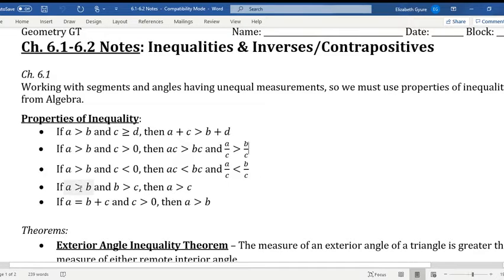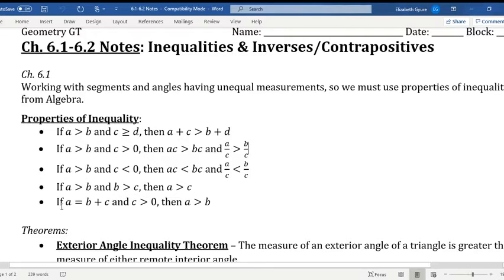If A is greater than B and B is greater than C, then A has to be greater than C. That's almost like the transitive property, if you think about it. That's like the transitive property, but with inequalities. If A is greater than B and B is greater than C, then A must also be greater than C.